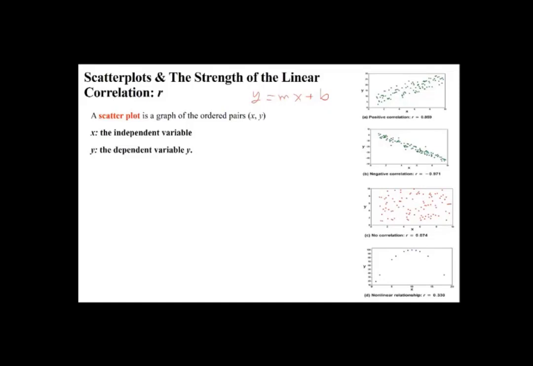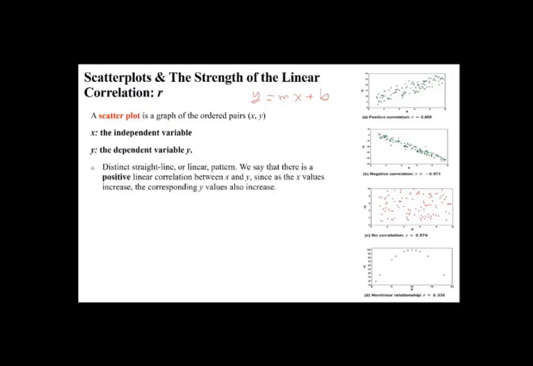And so if m is positive, you have the first type. Take a look at the top one. If it's negative, you have the second one. The third one doesn't show anything as far as correlation. And the last one is nonlinear, and some of you may realize it's quadratic.